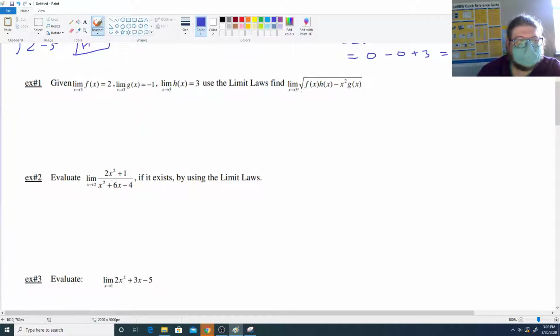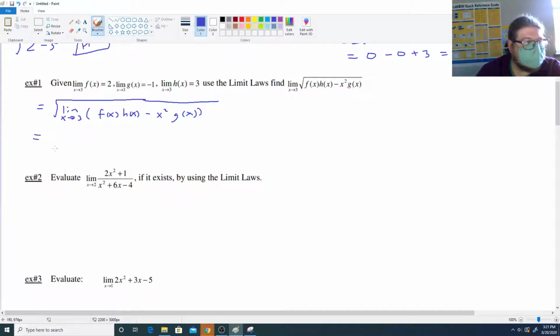Use limit laws to figure this thing out. So we're going to pull the limit inside the square root first. So we'll get the limit x approaches 3 of f of x, h of x, minus x squared g of x. Then I'm going to split the limit across the subtraction, and I'm going to use the product rule of limits to break this up.